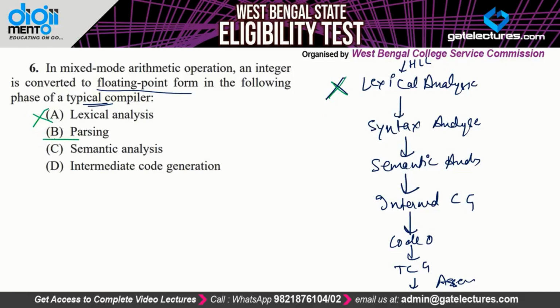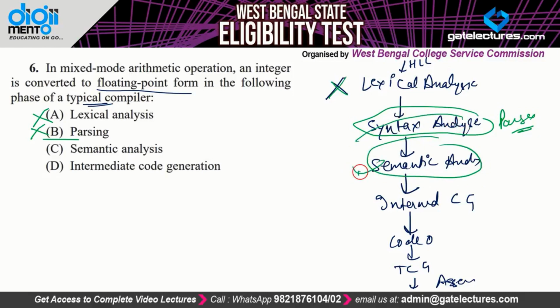Option number B, parsing, is also wrong, because parsing is just checking whether the program is correct or not. I mean, it will create a parse tree, but it is not converting it. But option number C is semantic analysis. In the semantic analysis phase only, we convert an integer to a floating point number. Only in this phase we perform some action. Otherwise, in the first two phases, we do not perform any kind of action like this. They are just checking whether the program is correct or not.